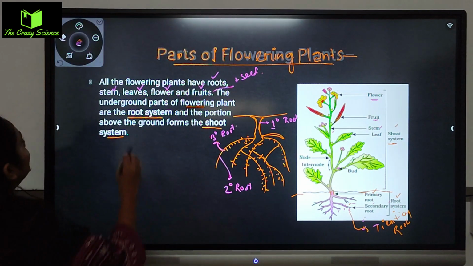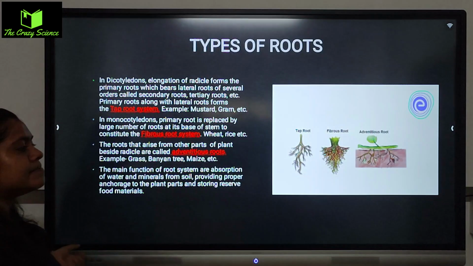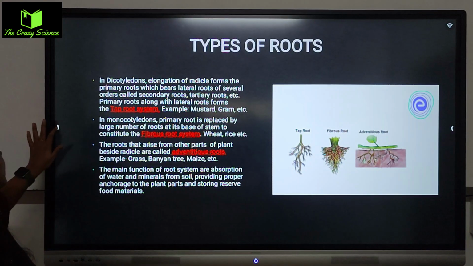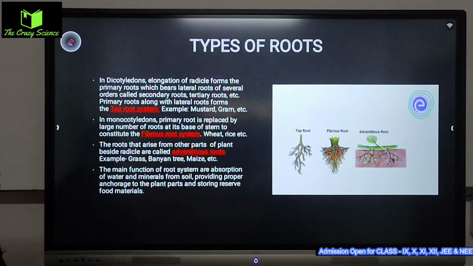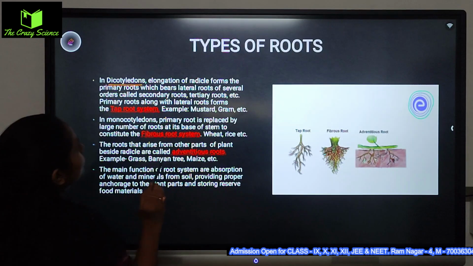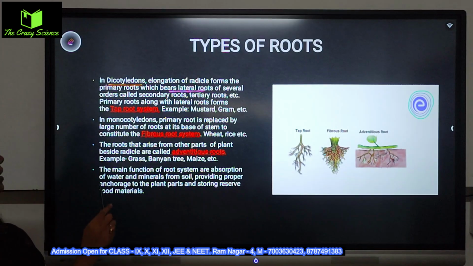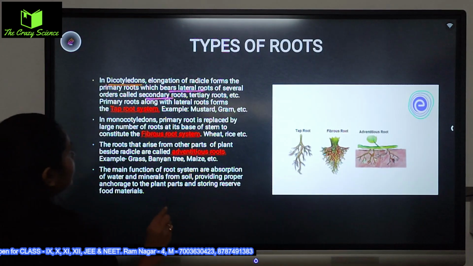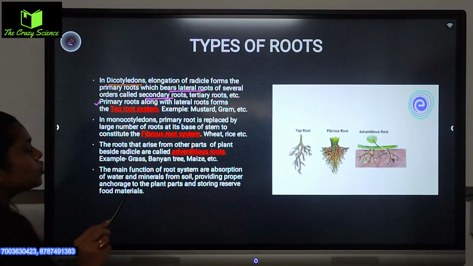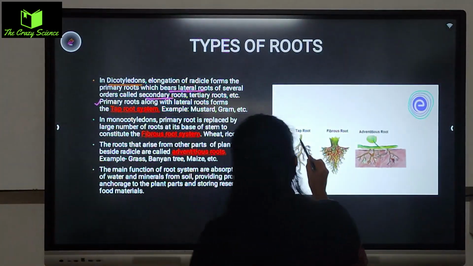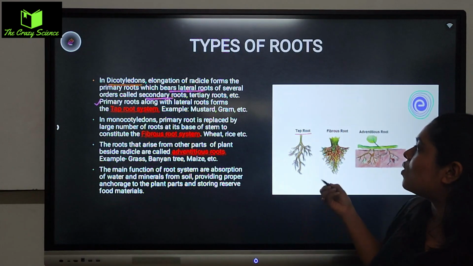Okay, all right, so we'll be talking about the next part, that is after the root and shoot system. Now I will talk about the types of roots. I have already mentioned how many types of roots there are. So in the dicotyledonous, elongation of the radicle forms primary roots which bear the lateral roots of several orders called the secondary root and tertiary root, and the primary root along with the lateral roots forms the tap root. So basically tap root means they are talking about this. The roots forming from the primary root are called the tap roots.